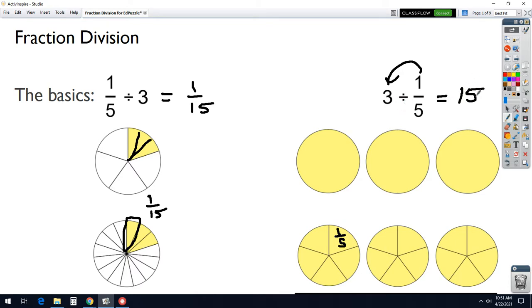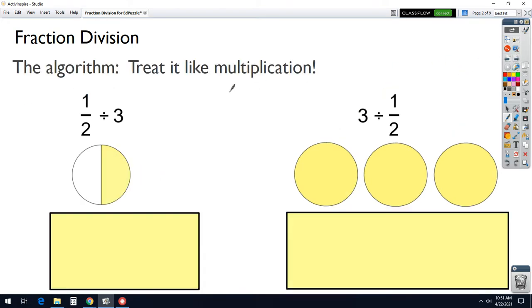Notice we ended with a whole number. We started with a whole number. If we break it up into a bunch of tiny little pieces, we're going to have 15 of those tiny little pieces. So if we start with a whole number, we end with a whole number with fraction division. But we don't expect you to actually draw it every single time. You can use the algorithm. The algorithm is simply the mathematical steps that we take each time.